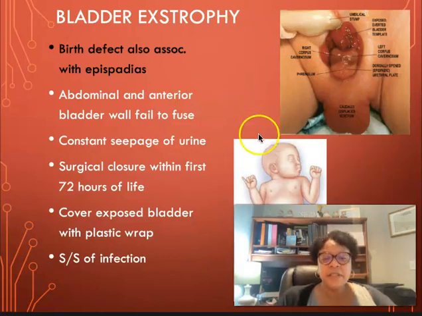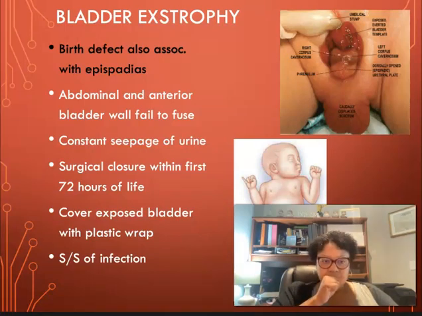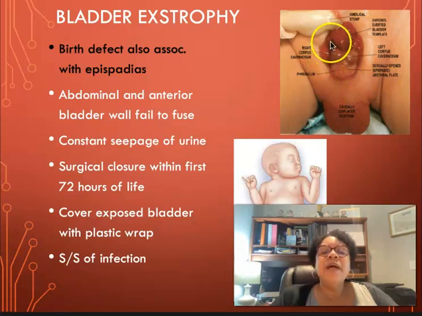So definitely a specialist would have to come and take a look and give us a clear understanding of what we're looking at. Most likely we will know this beforehand if the child had adequate prenatal care. The abdominal and anterior bladder wall fail to fuse, and they are born with, let me get my cursor, with the bladder. This isn't a great picture, but the bladder is outside, and you can see this is the bladder. The really red structure is the bladder.